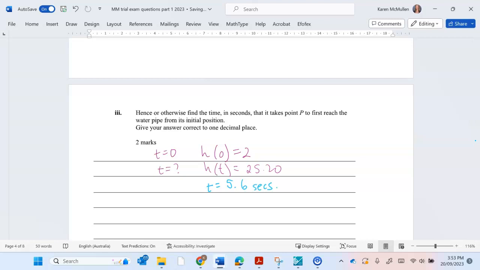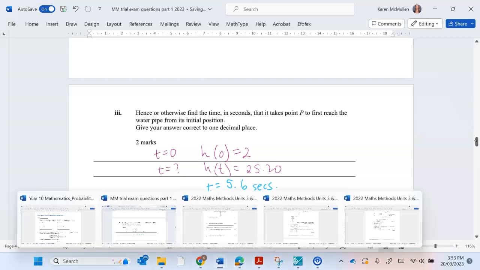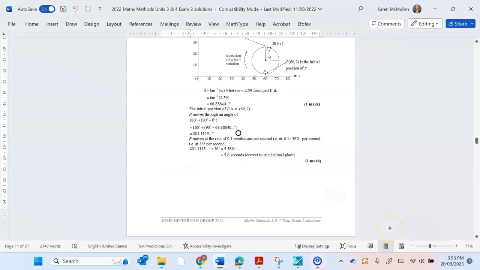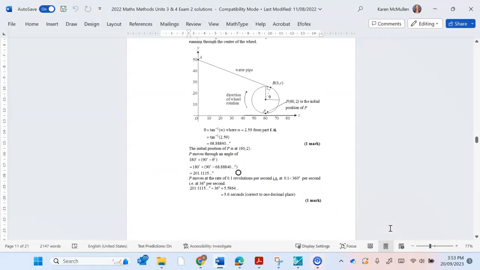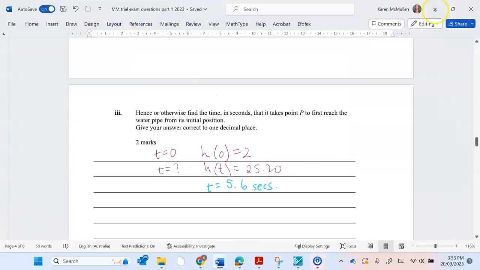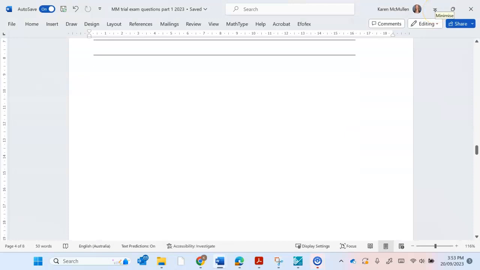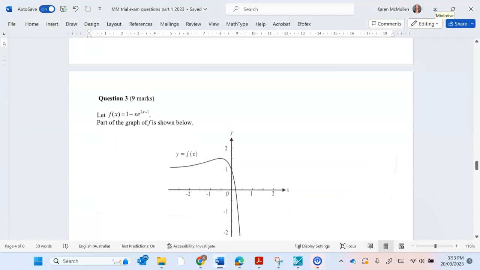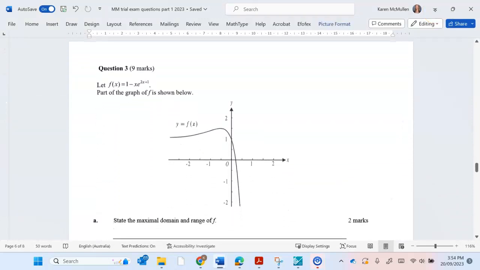I did have a look at the solutions to see how they did it, and they did it a very different way to me. I feel like my way is more straightforward, but you can have a look at their solution as well. Let's move on because it's going to be a very long video otherwise. Actually, I might pause there and do the next two questions in a separate video.